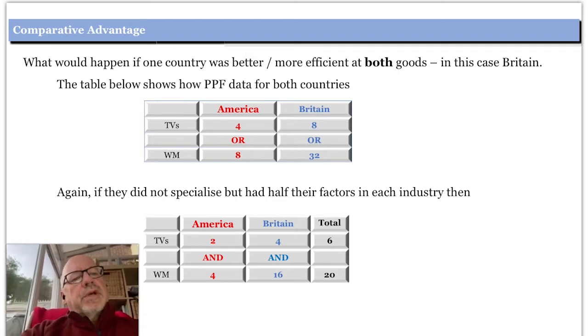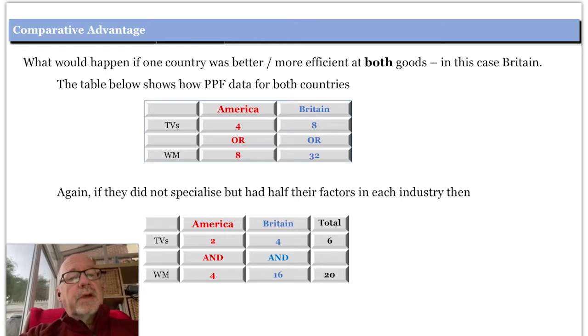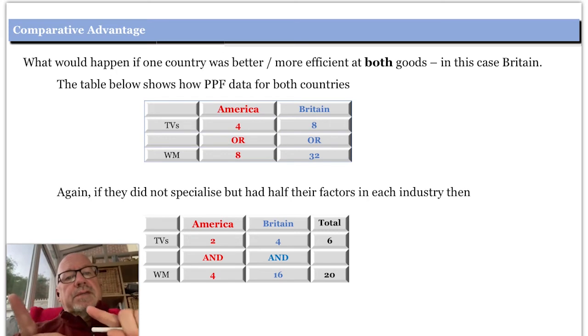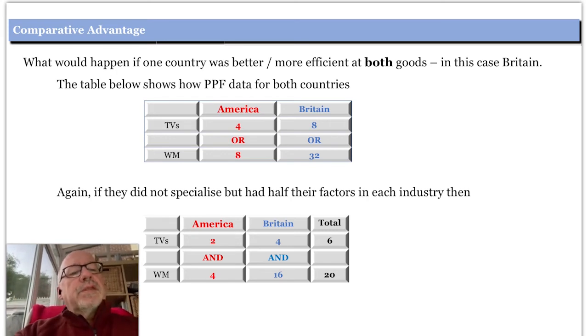So again, we go to the idea that if they don't specialize, so this is where you build these figures here, where you're going to build up your PPF. If they don't specialize, if they go half of their factors in one industry and the other half in the other industry, then this is what you're going to find, that America will have 2 TVs and 4 washing machines. That's simply half of these numbers here. And Britain would have 4 TVs and 16 washing machines, which is half of the factors in each of those industries. So you end up with 6 TVs and 20 washing machines.